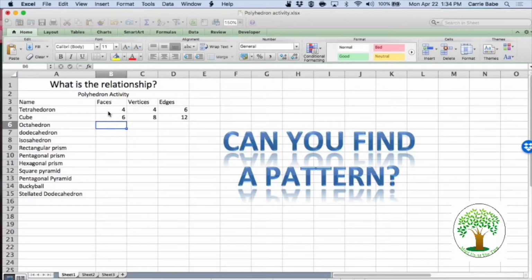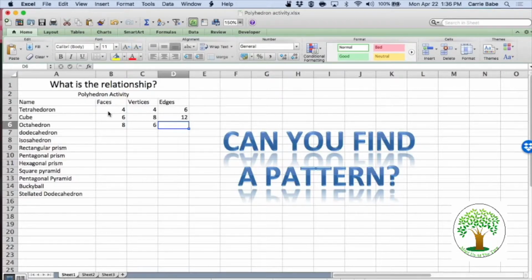How many faces does your octahedron have? 8. I agree, because that's why they call it an octahedron, right? Okay, so then how many vertices? This is 6. 4 around and 2 on the top. Yeah, I agree, it's 6. The edges are going to be hard now. Okay, I got 12 when I did it. I did too.